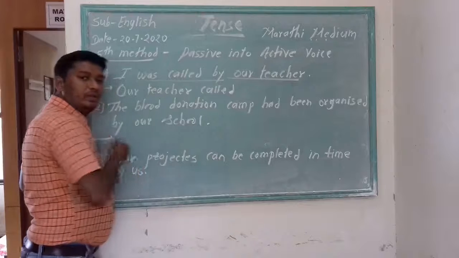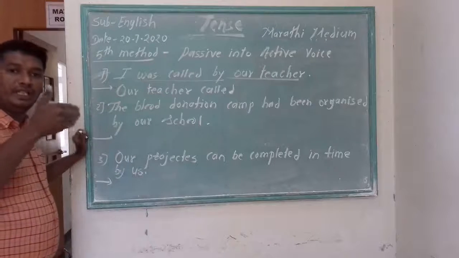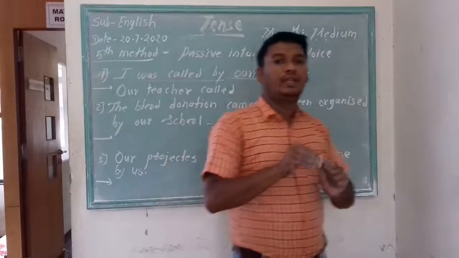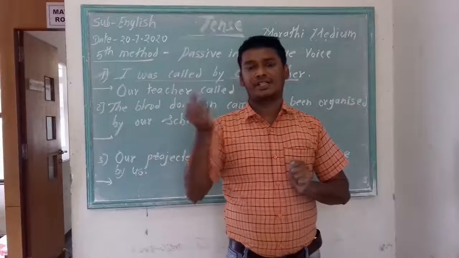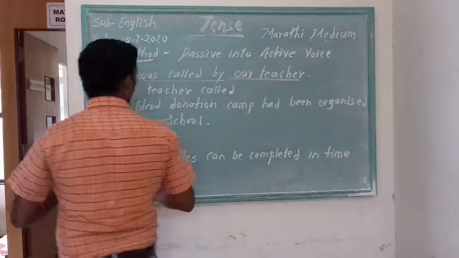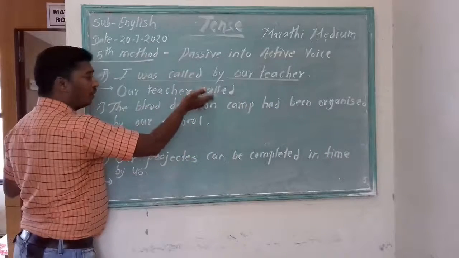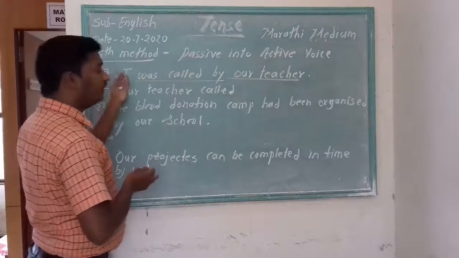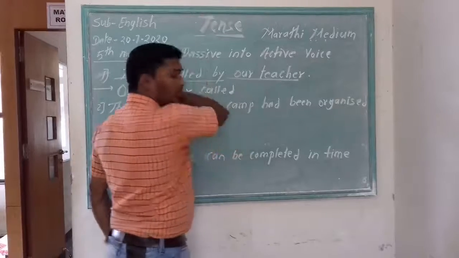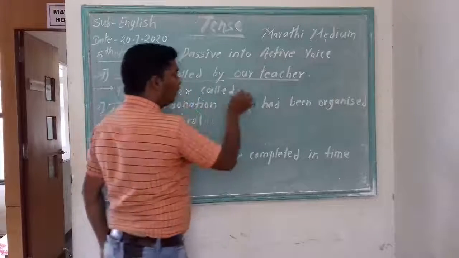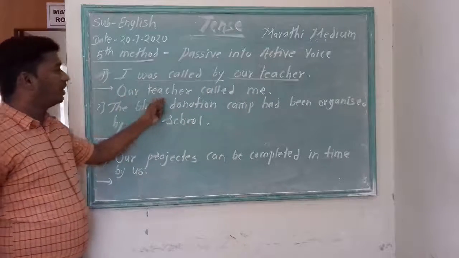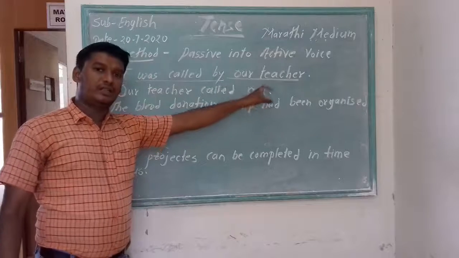If the past form ends with ed, then its third form is also ed. If the third form ends with the ed suffix, then its past form is also the same. You should know it. So the past form of called is called. Our teacher called. Then take the subject of the passive sentence and put it at the place of object. It is in subjective case, so convert it into objective case because we have to write it at the place of object. Our teacher called me. It is active voice.